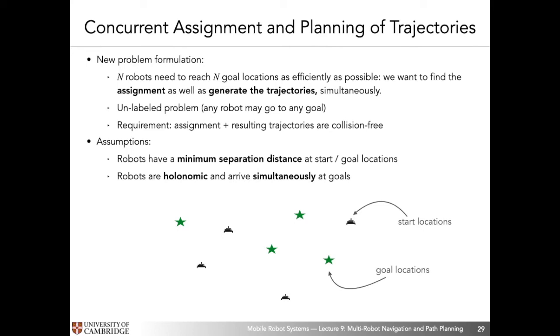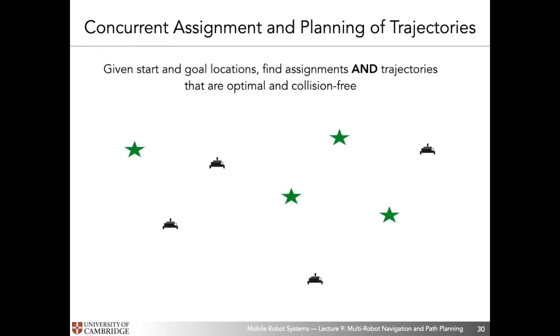And in order to make this specific problem a little bit more conducive to understanding, we're going to be assuming that robots are holonomic and that they all arrive simultaneously at their goals. Okay. So just a small animation, what are we actually trying to do here? Well, let's assume we have these 4 black robots and we have 4 locations or destinations we want them to reach. And we want to find out who goes where and how the robots have to get there.